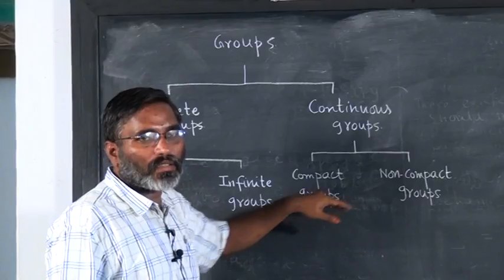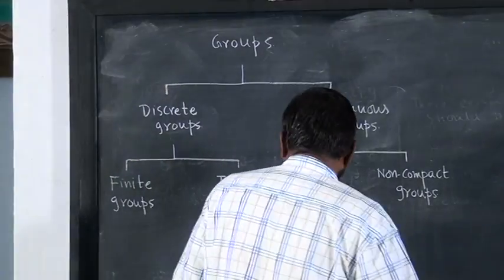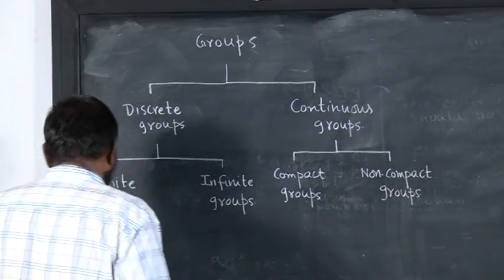Here you have two categories, compact and non-compact groups. Let's look at examples of each category.